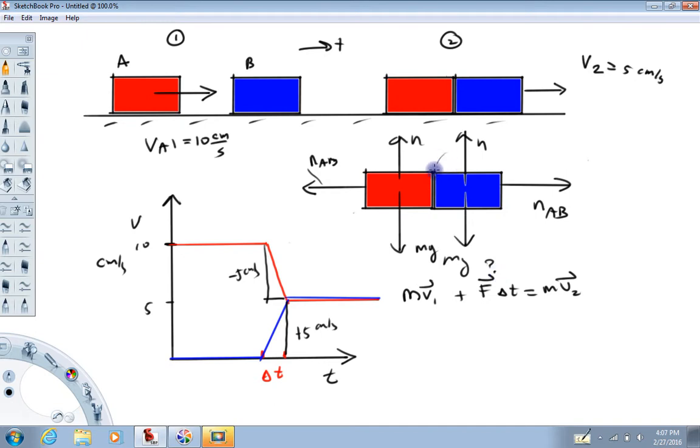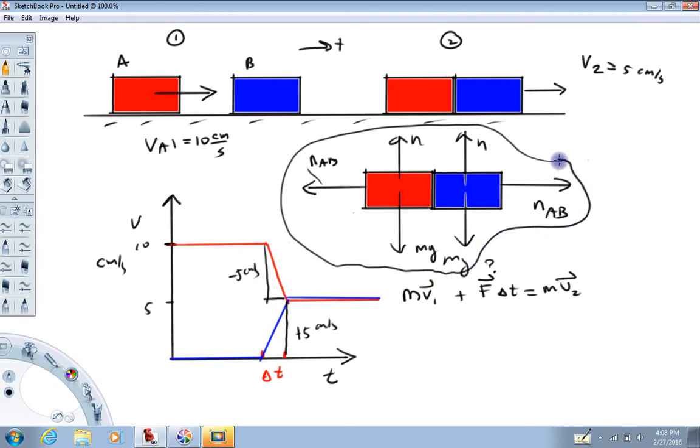If our system is just the blue mass, look at those 3 forces. No way they can add to 0 because this thing's to the right. And if we define our system like this, again, there's no way they can add to 0 because these 2 forces are vertical. We have this force to the left. There's nothing to cancel it out. But if we define our system like this, there is no net force acting on that system because these 2 forces add to 0.